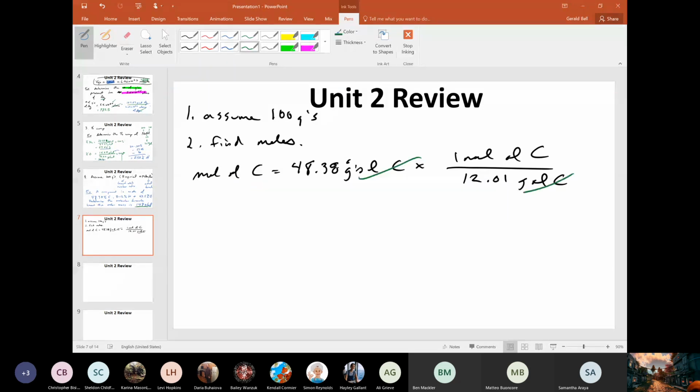In our later lessons, we even figured out a shorter way of writing these, but we'll stick with this. So let's see, 48.38 divided by 12.01. I got about 4.02 here.